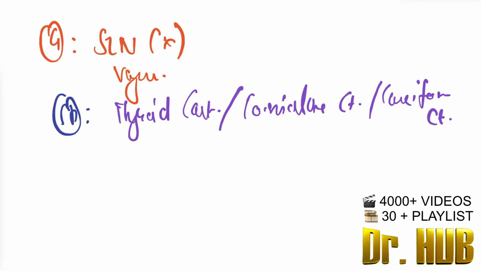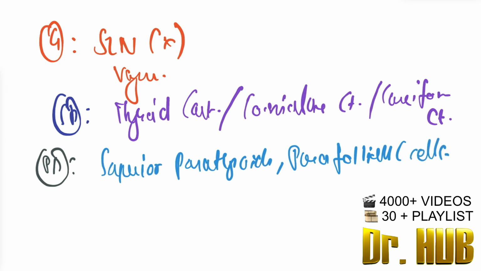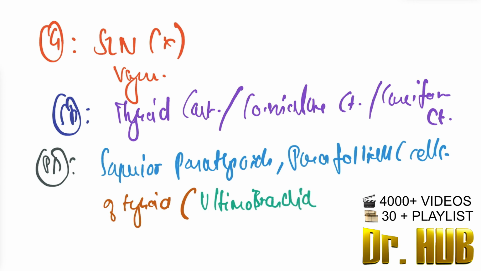Now let's highlight the pouch derivatives. They include the superior parathyroids and the parafollicular C cells of the thyroid, which arise from the ultimobranchial body.